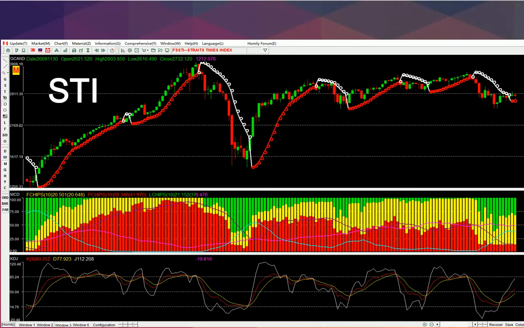Okay, so firstly, let's see the market. This is the STI index. This is the monthly chart. Okay, so we can see how to judge the monthly chart. This is the STI index.